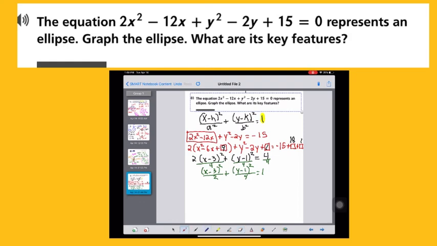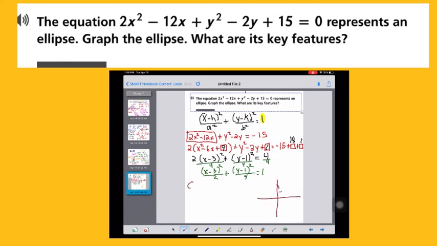But notice where my value is a little bit higher. I've got this 4 over here, so that's going to create my a value and b value. So represent the ellipse, graph the ellipse. We're just going to graph it real quick.